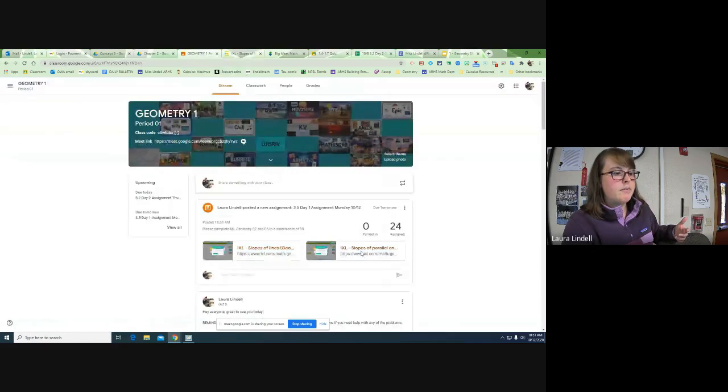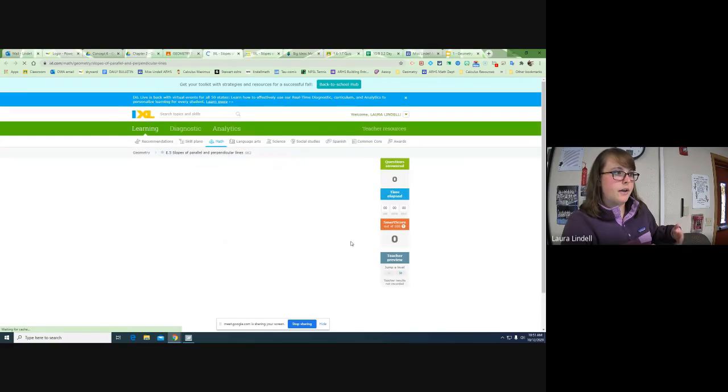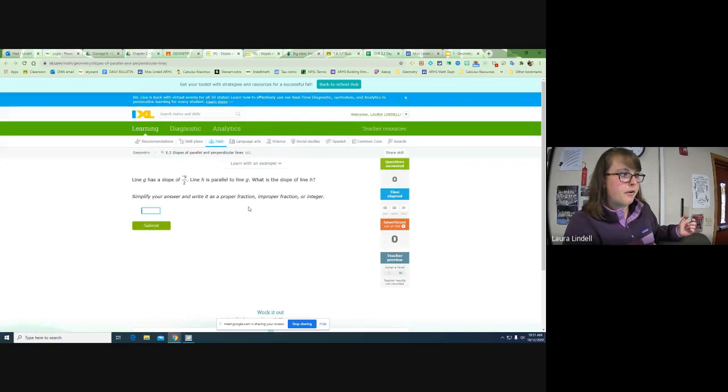The other section is about parallel and perpendicular or neither, things like that. So it'll say things like line G has a slope of -9/2. Line H is parallel to line G. What is the slope of line H? So the key word you would think, okay, parallel. If they're parallel, we know they have the same slope. So if the one slope was -9/2, we'd also say -9/2.